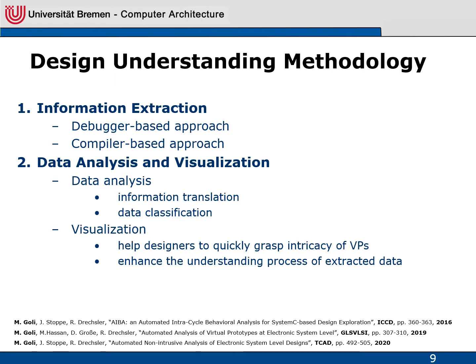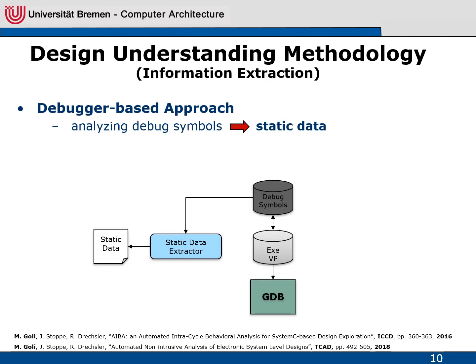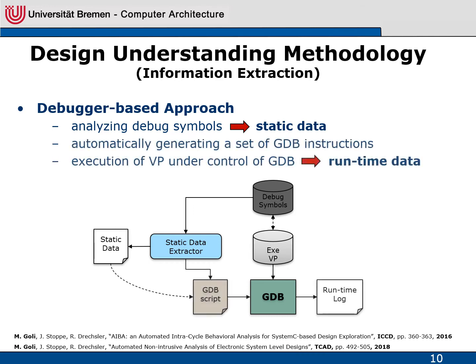In the debugger-based approach, we take advantage of the GNU debugger (GDB) as the underlying infrastructure. To describe the VP's structure, the static information of the VP is extracted by analyzing its debug symbols, which are directly generated from its executable binary model. To extract the VP's behavior, a smart combination of the extracted static data and basic features of GDB is used to automatically program GDB for runtime data extraction.